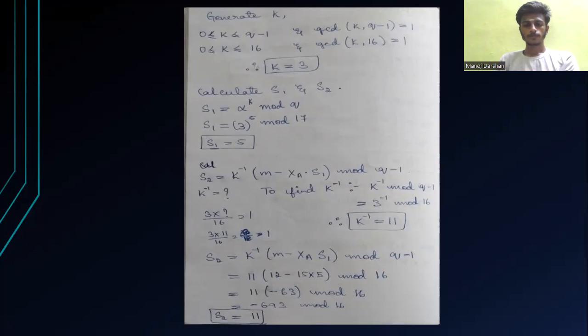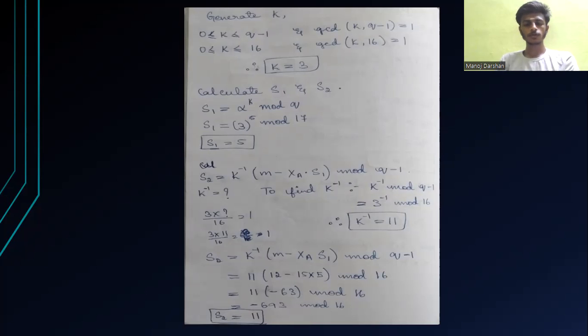K inverse, 3 inverse. We know that k is equal to 3. We substitute the k value here. 3 inverse mod 16. To calculate k inverse, we need to multiply the value 3 with a number and divide it by 16 such that it produces the remainder 1. If we multiply 3 into 11, we get 33. If we divide 33 by 16, we get a remainder 1. Since the required parameter is fulfilled, we assign k inverse is equal to 11.